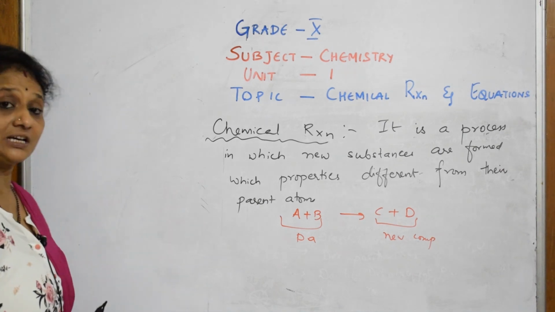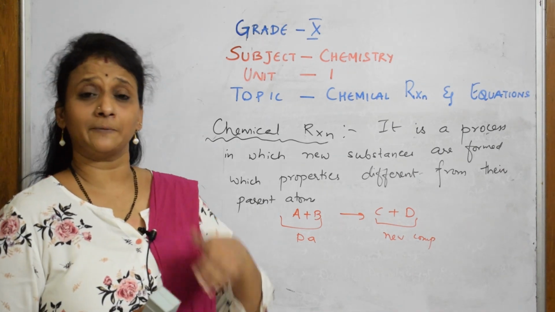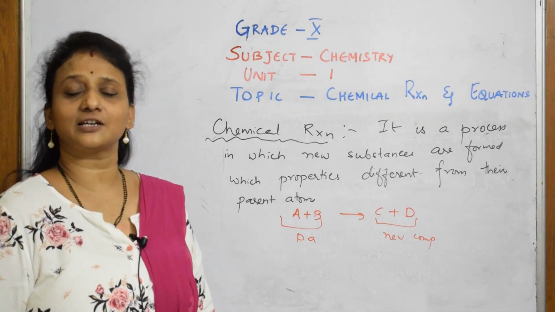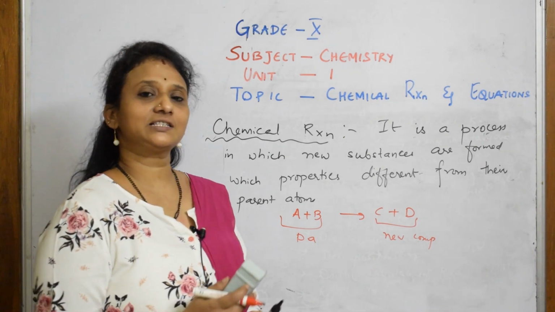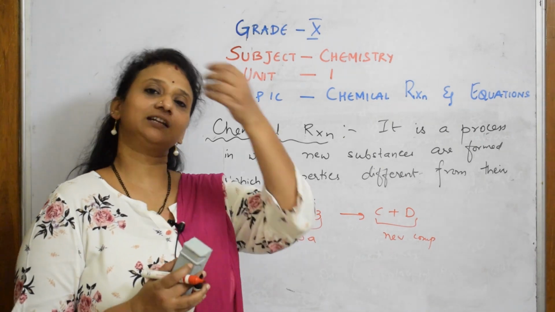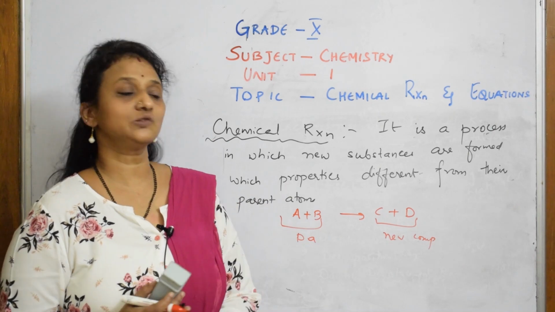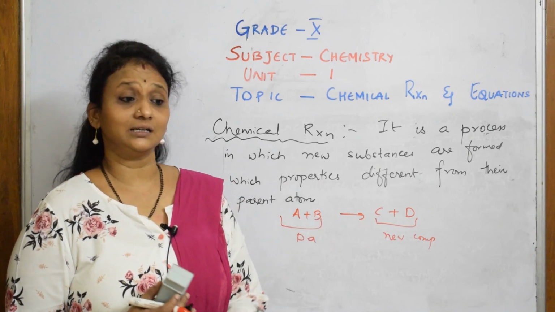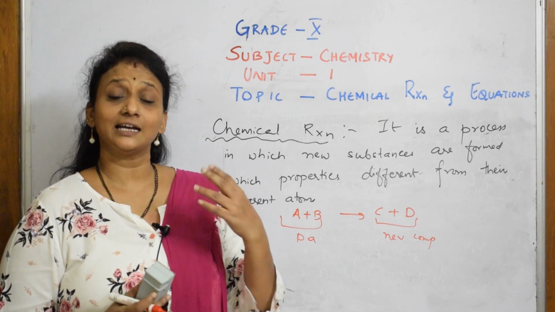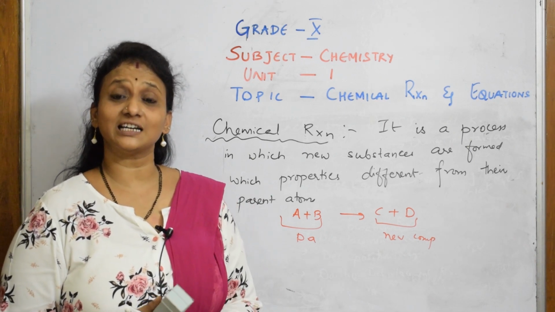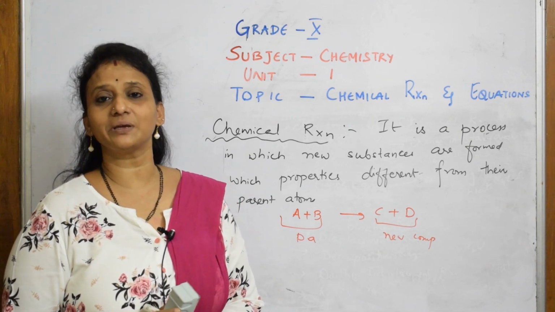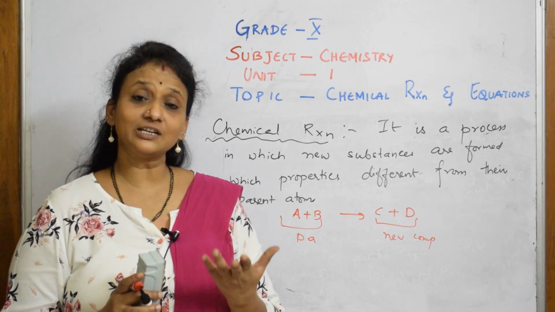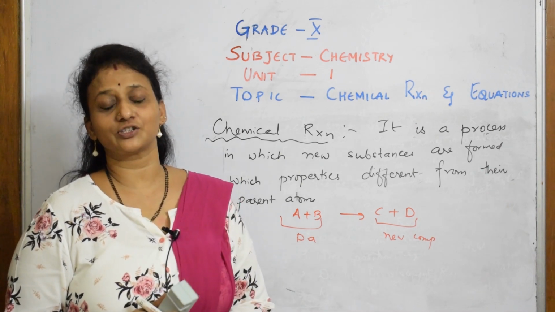Now when I speak about chemical reactions, there are enormous chemical reactions happening in and around us. Let us take some examples. Let us start from your house. Here in your house, the basic example is souring of curd. When the curd is kept outside for more hours, it will become sour, isn't it? Isn't that a chemical reaction? Setting of milk into curd is also a chemical reaction.